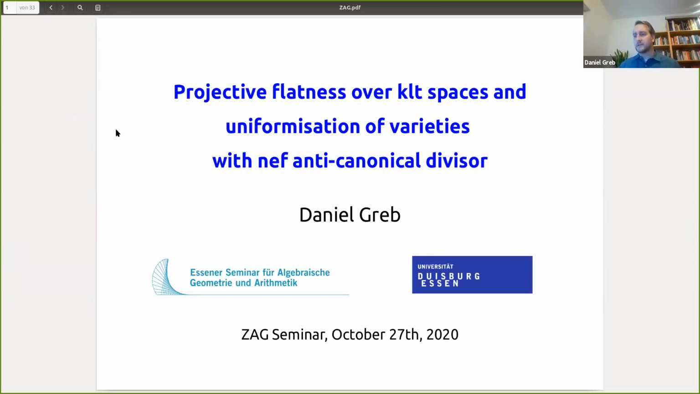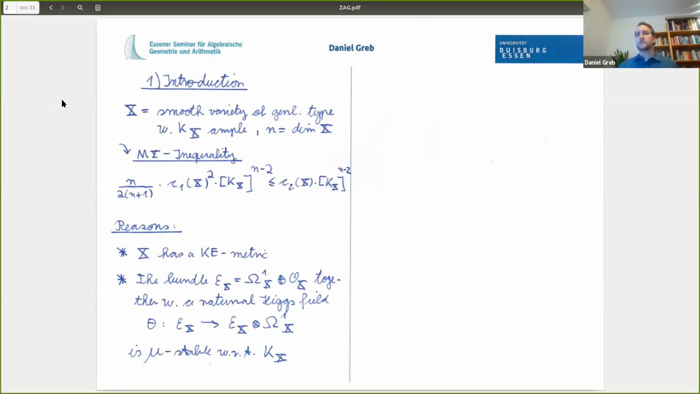So that's my title, and I'm going to start with some motivation coming from varieties of general type. Assume that you have a smooth variety of general type, and even assume that your canonical bundle is ample, so it's canonically polarized, and n is always the dimension of X. Then we have the famous Miyaoka-Yau inequality on the first and second Chern class of this variety, which I've written here. So it's n divided by 2n plus 1, c1 squared times K_X to the n minus 2, is less than or equal to c2 of X times K_X to the n minus 2.